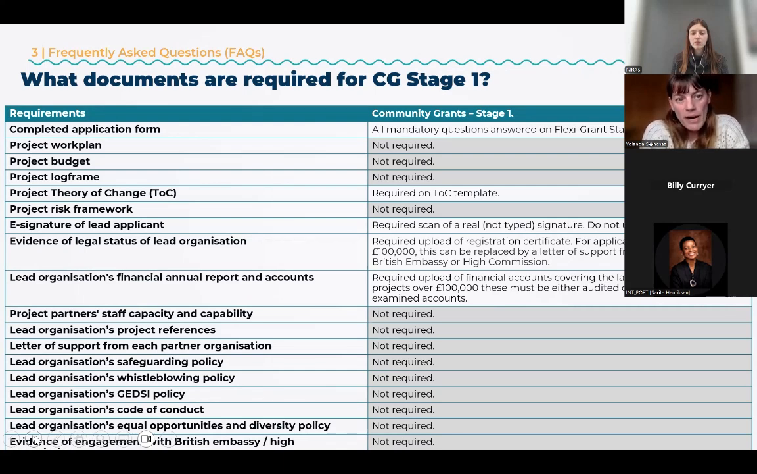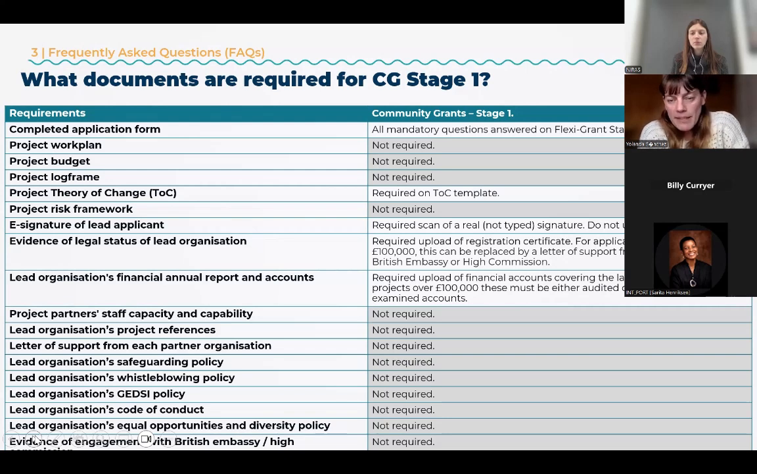So the documents required are the complete application form, for sure. It's everything on the FlexiGrant, so you will complete the whole application in your FlexiGrant. You will see the percentage of your application completed, and even if you have 100% of the application completed, you still need to submit your application. So don't forget to do that on time. Then there is a project theory of change that is required in this stage one.